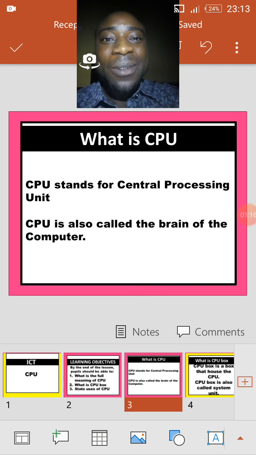Our brain controls all the functions of our body. Like as you see my mouth moving, if I want to raise my hand up, it is from my brain. It is my brain that controls that. So that is the work of the CPU in the computer. It controls all other parts of the computer. The three-letter word stands for Central Processing Unit. It is the brain of the computer.